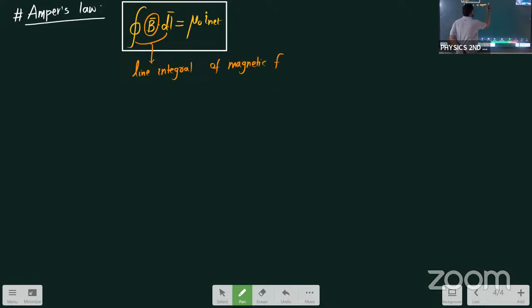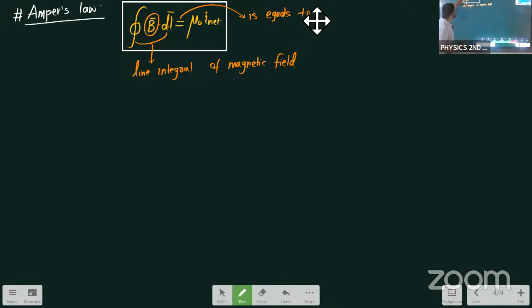So what is the definition for this? What is the statement of Ampere's law? The line integral of magnetic field, and the symbol represents is equal to. I hope you remember the Gauss law. In Gauss law also we did the same thing. We wrote the formula, and based on that formula we were able to write down the statement. The same thing we are going to do.